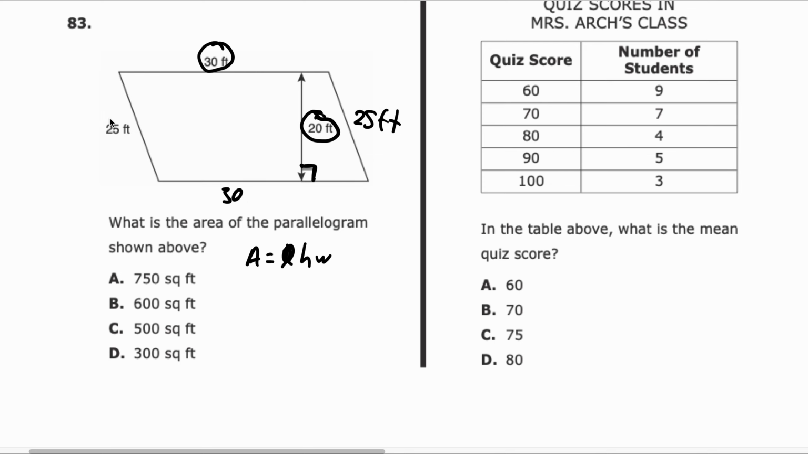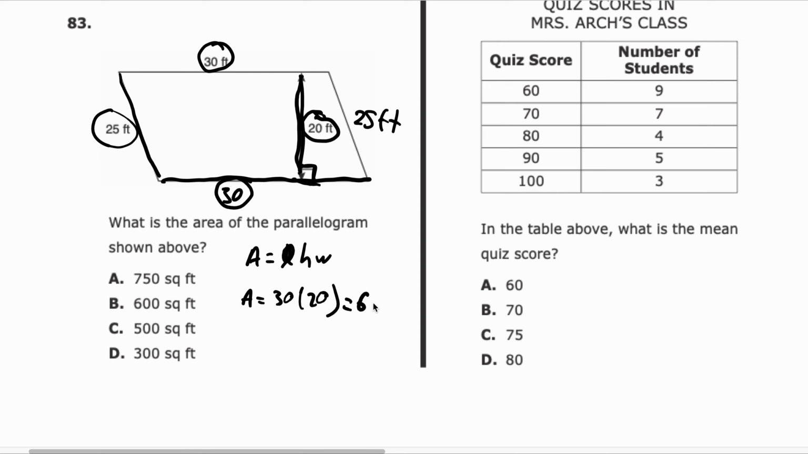So the reason why we don't use 25 feet is because this line does not make a right angle with the height. So that's why we use our 30. So this would be our width or base, and this would be our height. So therefore area is 30 times 20, which is 600 square feet. Okay.